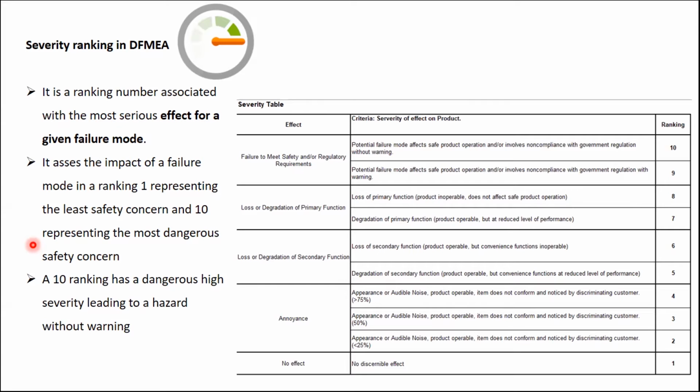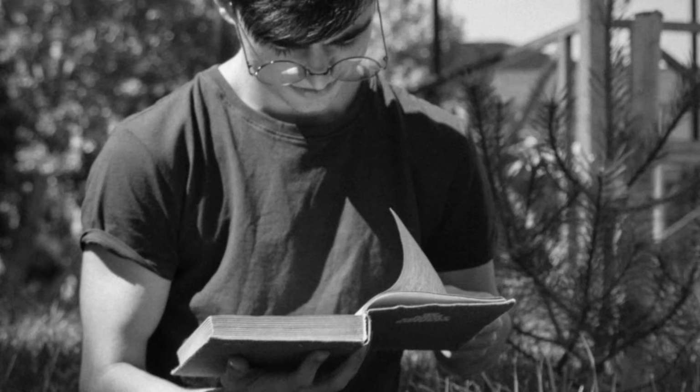Let's look into the left side table of severity and understand what each of these rankings is based on. A disclaimer here is that each organization might have its own severity table with respect to the quality aspects of the product being manufactured. So consider this just as an example to understand the process of making a DFMEA.